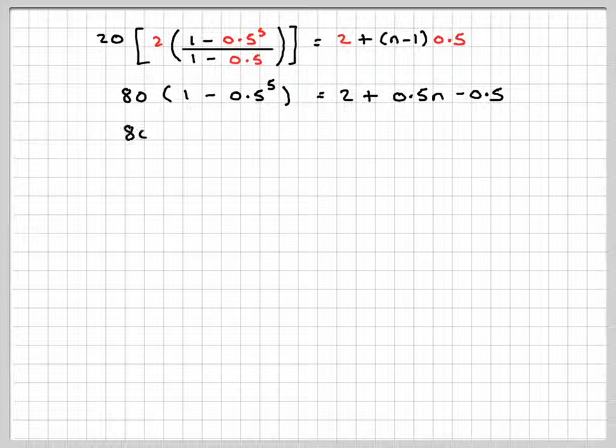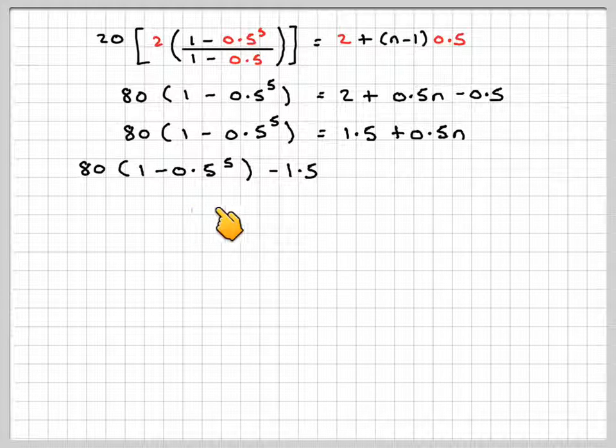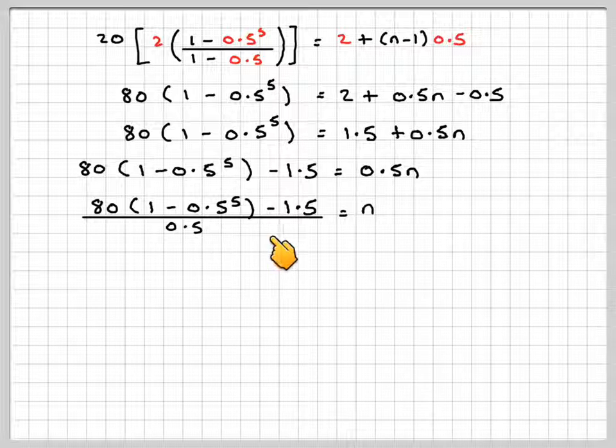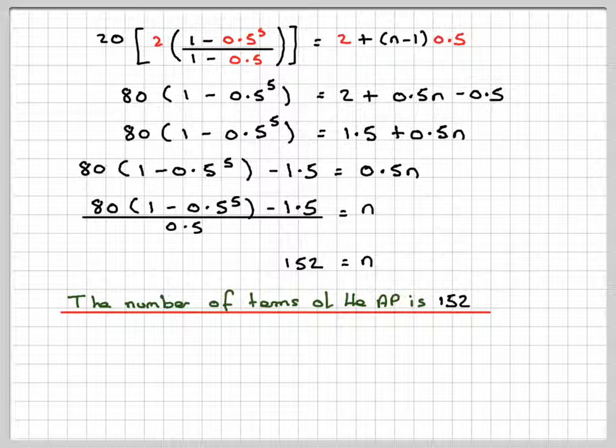Okay, 2 minus 0.5 is 1.5, so we've got 1.5 plus 0.5n. Subtracting 1.5 from both sides, we've got 80 times 1 minus 0.5 to the power of 5, minus 1.5, is equal to 0.5n. Dividing by 0.5, we now have 80 times 1 minus 0.5 to the power of 5, minus 1.5, over 0.5. Using a calculator, that's going to give you that n is 152. Therefore, the term of the AP is going to be the 152nd.